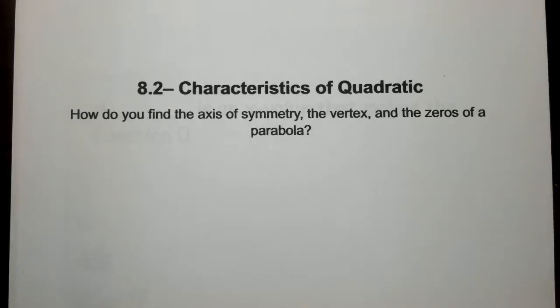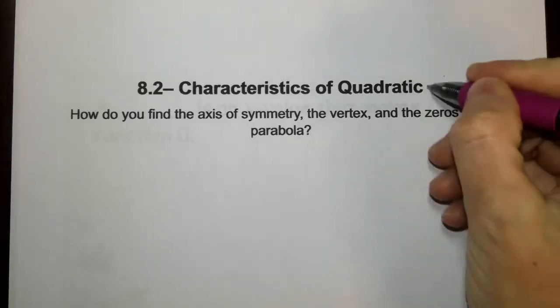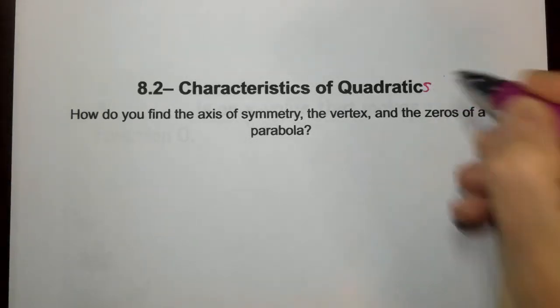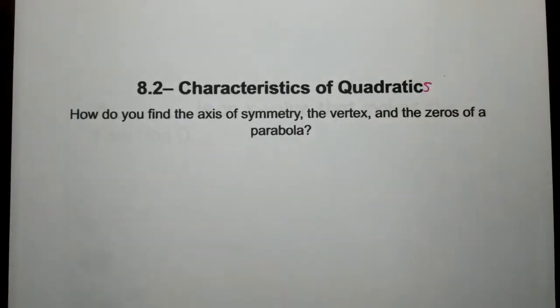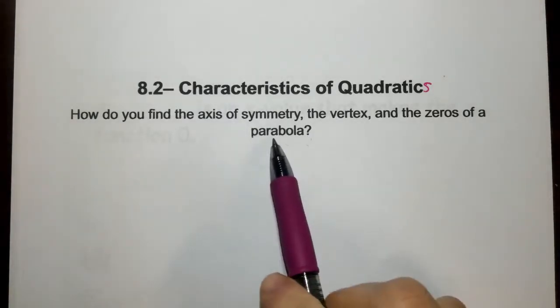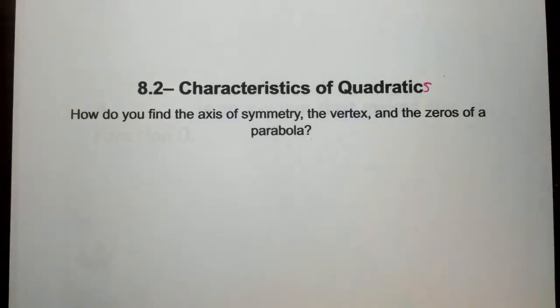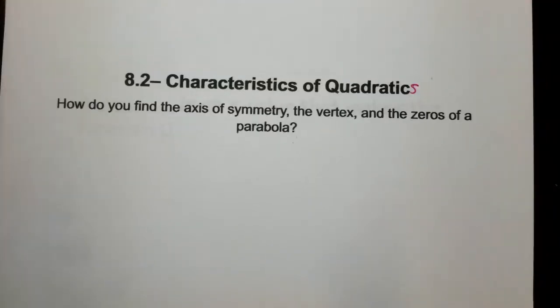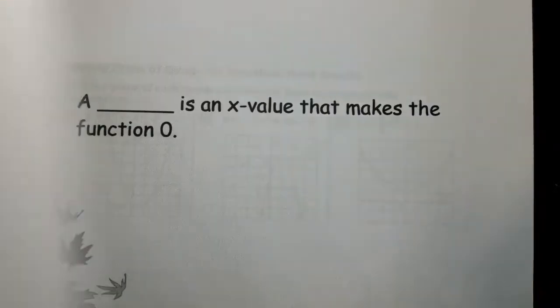Alright guys, so we are going to go over characteristics of quadratics. So your essential question is going to be, how do you find the axis of symmetry, the vertex, and the zeros of a parabola? You know, the parabola from 8.1 is just the shape that the quadratic makes when you graph it. So make sure you're pausing these videos to take down your notes, just as if I was there with you guys.